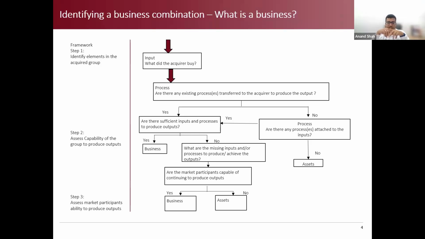If it's no, this is where it gets interesting. Are certain processes or inputs missing to be able to create an output? Can those inputs or processes be easily added by any market participant acquiring the assets in the market? Could they just add certain inputs or processes and create an output? If the answer is yes, it's a business purchase. If no, it's an asset purchase.